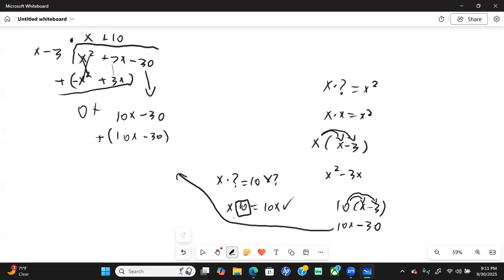Whenever I'm subtracting, I change all of my signs and then combine like terms. These are going to cancel, leaving 0. These are going to cancel, leaving 0. So here's my quotient. Here's my remainder. I now have x plus 10.